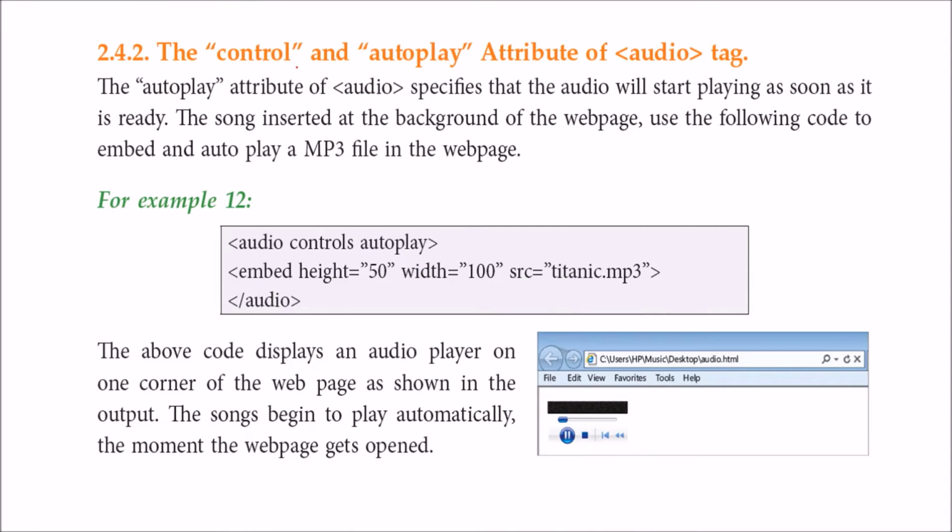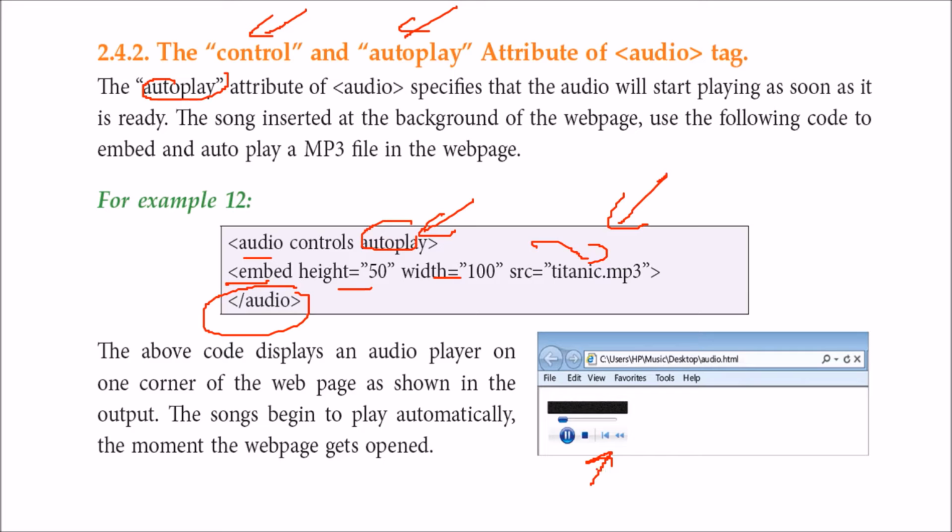If you want to put more controls, for that the controls and autoplay attributes can be used in the audio tag. The autoplay attribute means that when you just open your web page, this song needs to be running in the background, meaning it should open automatically. For that we use audio, controls and autoplay. Autoplay means it will automatically play. Then we use the embed, height and width and the source, and we end the audio tag. So this code displays an audio player in the corner of the web page. As you see here, this song is going to play automatically the moment you open the web page.